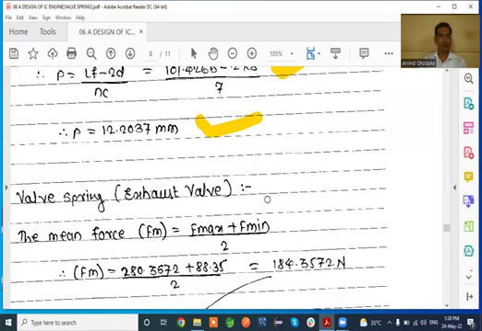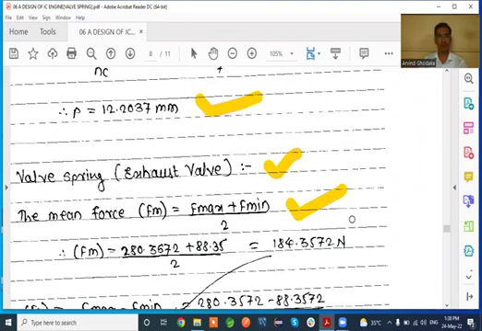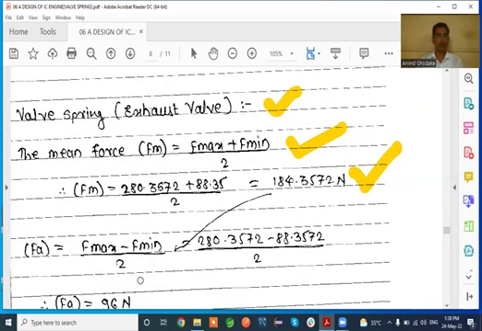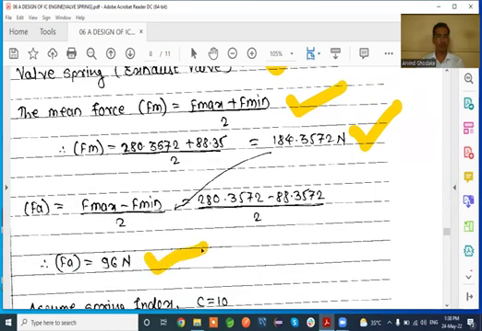Next, valve spring, that is the exhaust valve. The mean force for the exhaust valve will be the maximum force plus minimum force by 2. So by putting the value of F max and F minimum, we will get the mean force for the valve spring, that is exhaust valve, 184.3572 Newton. Then Fa is the alternating force, (F max minus F minimum) upon 2. So that will be equal to 96 Newton.